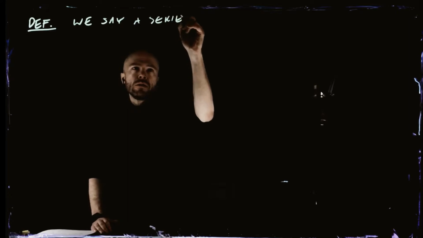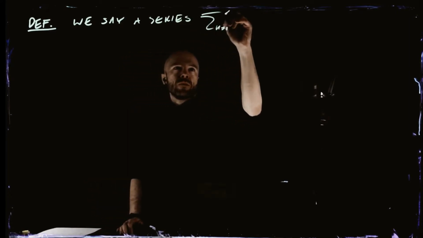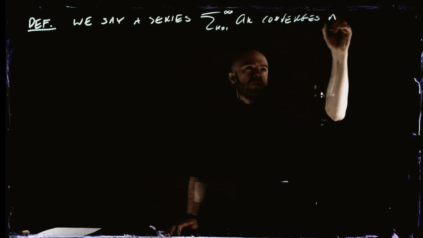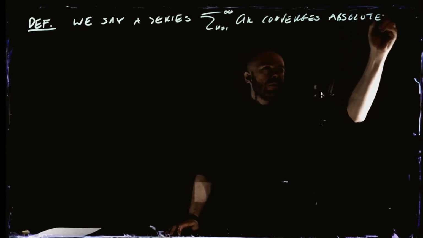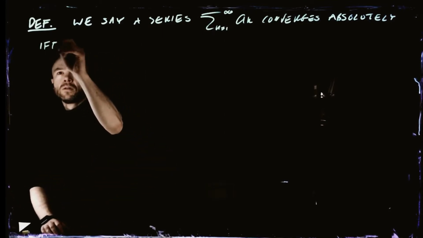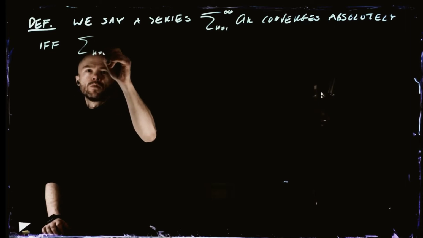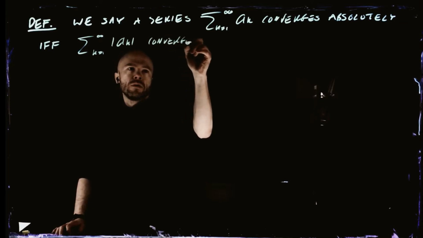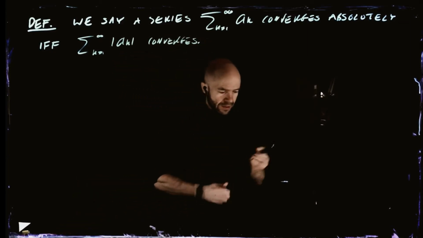First definition. We say a series converges absolutely if and only if the sum k equals 1 to infinity, the absolute value of a_k converges. Okay, so let's think about this.